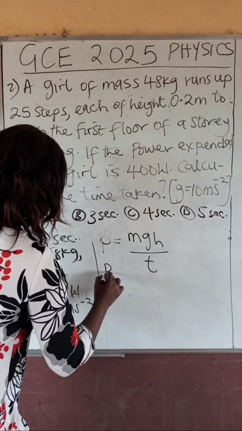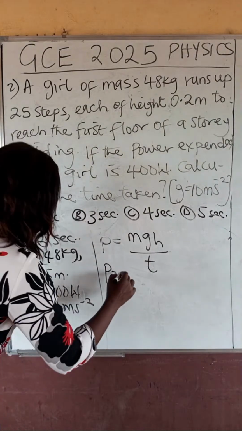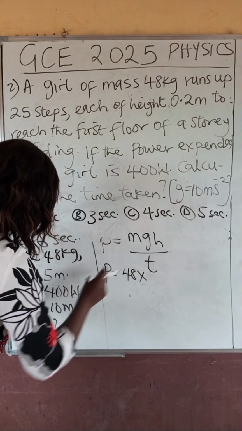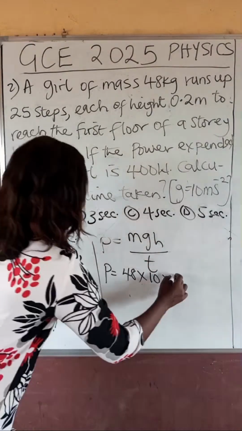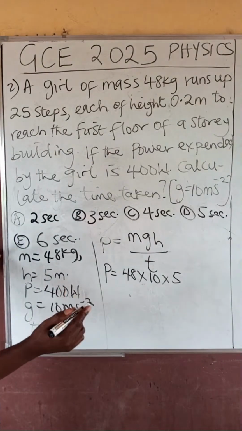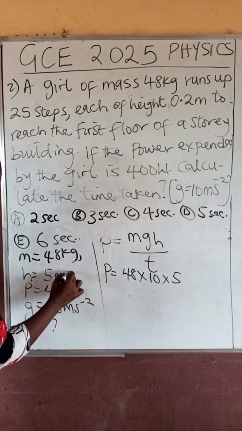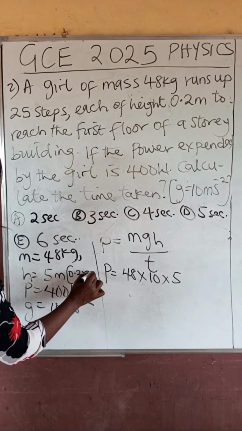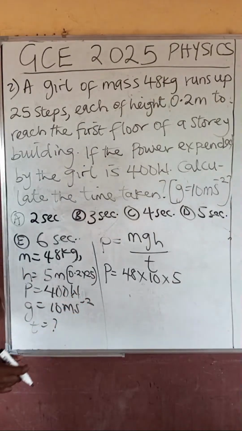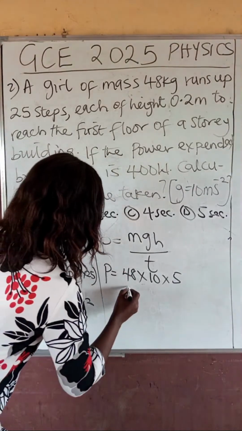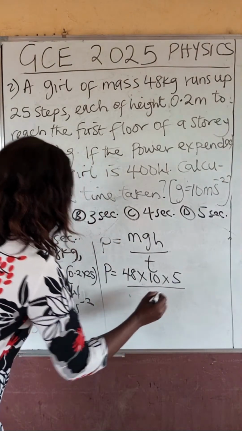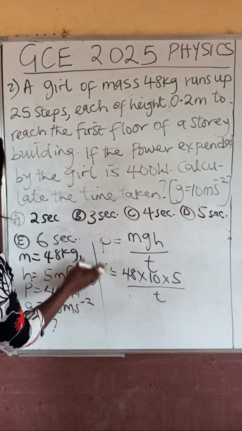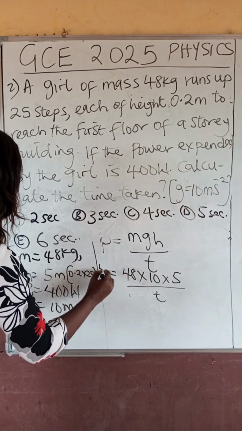What is my mgh? M is my mass, that is 48 times my g, which is 10, times my h. My h is 5. You know how I got that? I can just put a bracket, 0.2 times 25, and that gave me 5. Then I divide it by time, which is what I'm looking for. But do I have power? Yes, I do. My power is 400.